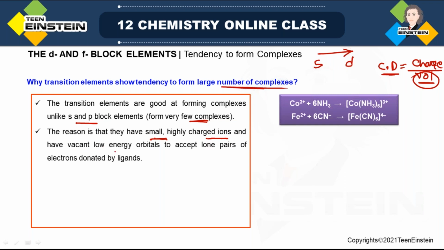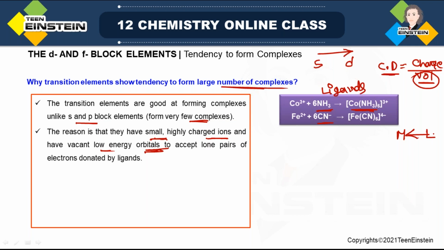And they also have vacant low energy orbitals which can accept lone pairs of electrons donated by ligands. Because when this type of complex is formed, ammonia and CN, all these are basically ligands. Now they will donate their electron density towards the vacant orbital. So both the electrons will be donated by the ligand towards the metal. So it is like this. It is actually a coordinate bond.